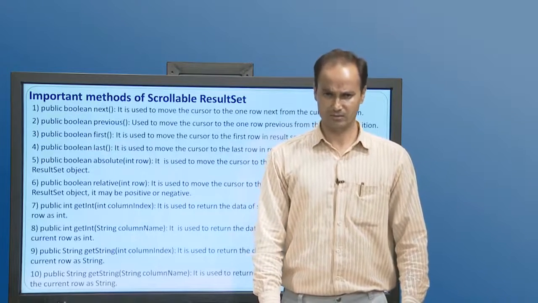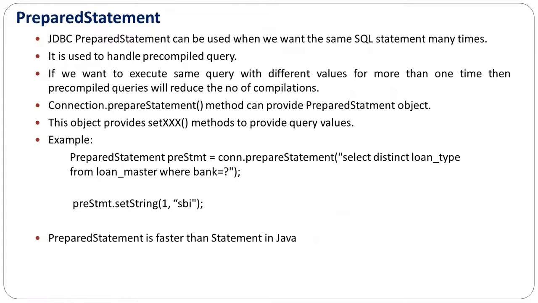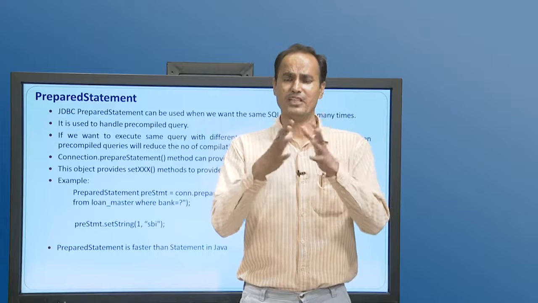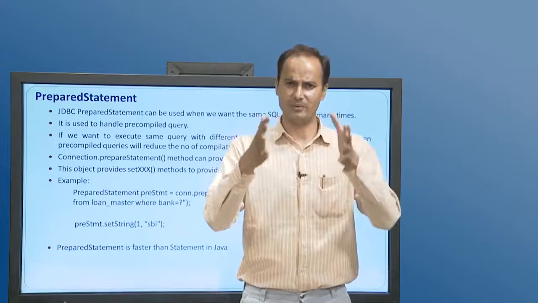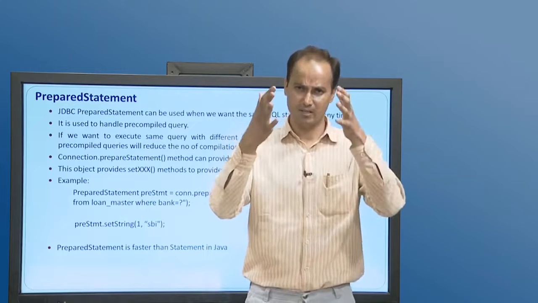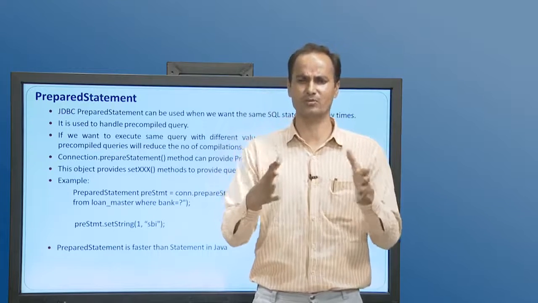Now a scrollable result set has a number of methods. As I told you, once you have a result set, you can scroll it backward and forth, and there are a number of methods for that. Using these methods you can move next, previous, first, last, absolute, relative, get integer, get string. So these are various methods that you can use. So this is all about a simple JDBC environment in which we have discussed its steps, established the connections, fired the query, returned the result set, manipulated the result set, and displayed the results using methods like next and previous that we discussed earlier.